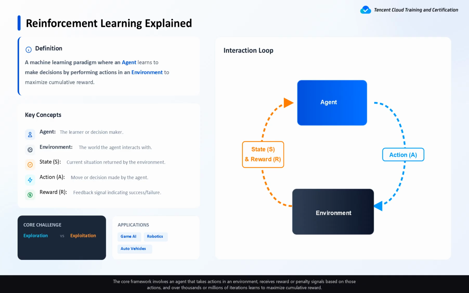The core framework involves an agent that takes actions in an environment, receives reward or penalty signals based on those actions, and over thousands or millions of iterations learns to maximize cumulative reward. Think of how a child learns to walk. There is no labeled dataset of correct walking movements. The child tries, falls, receives negative feedback, adjusts, and eventually discovers a stable strategy through pure trial and error.